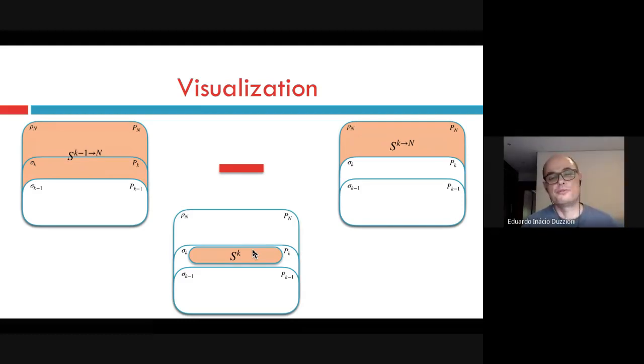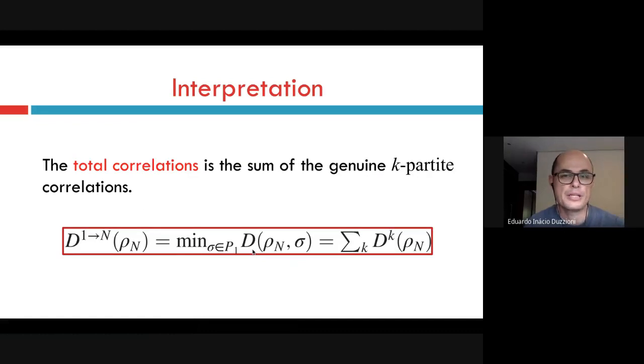Now I will present some applications of this measure. Okay, this is a simple interpretation of it: the total correlations present in the system is just the sum of genuine multipartite correlations of all orders. This is a nice interpretation of this measure of correlation.